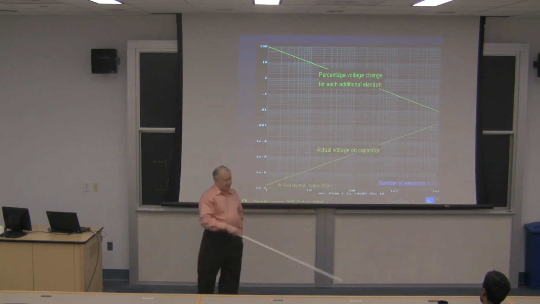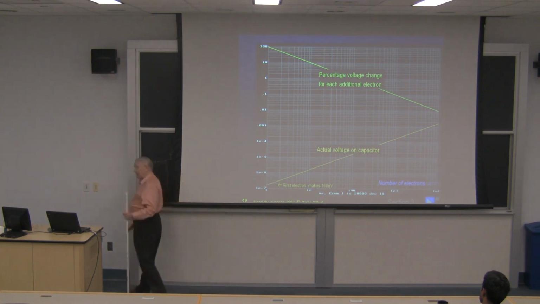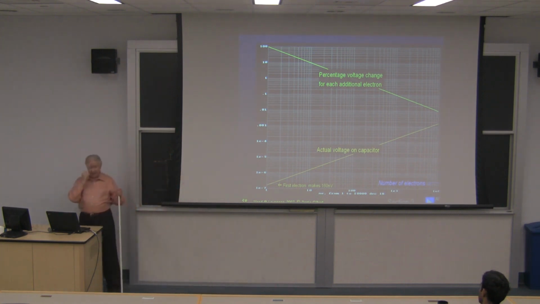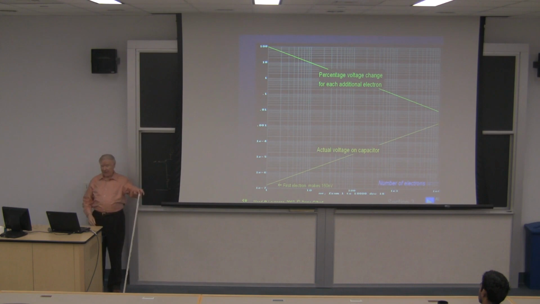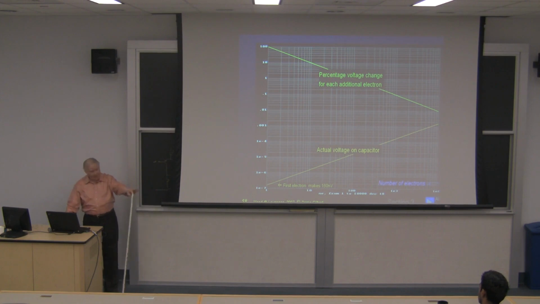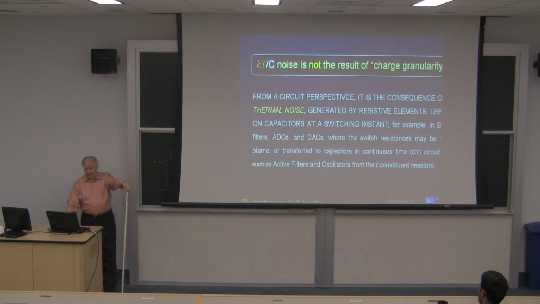And nowadays, we use a lot of very tiny capacitors. It's not uncommon to find capacitors down in the femtofarad range, and you can really consider single electrons as being involved in some transactions. But again, that's not noise, that's a resolution limit. KT upon C noise isn't the result of charge granularity. A capacitor is not dissipative. There's no loss associated with an ideal capacitor.